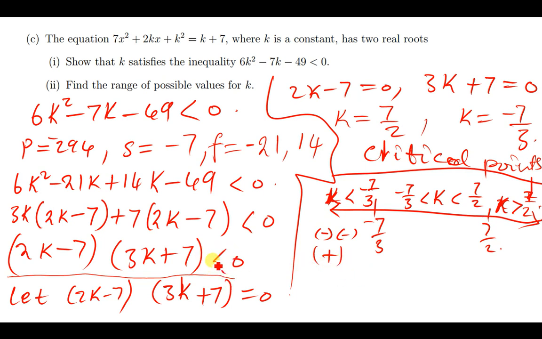Is a positive number less than 0? There's a less than symbol here. Is a positive number less than 0? The answer is no. So we cancel this part. We move on to this middle part.